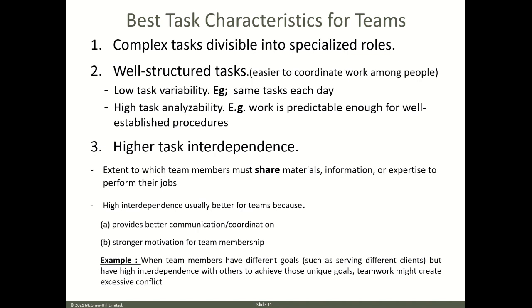Then high task interdependence, the extent to which team members must share their information and their expertise to perform their jobs. Sometimes it is at their discretion whether to share or not. Sometimes they have to share some material information and their own skills with the other members in the team. In this way the performance will definitely increase, and higher task performance will be there when there is interdependency.